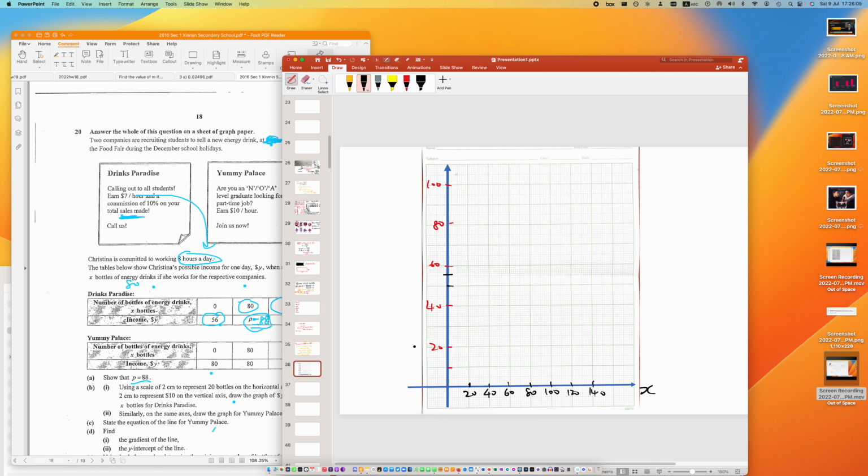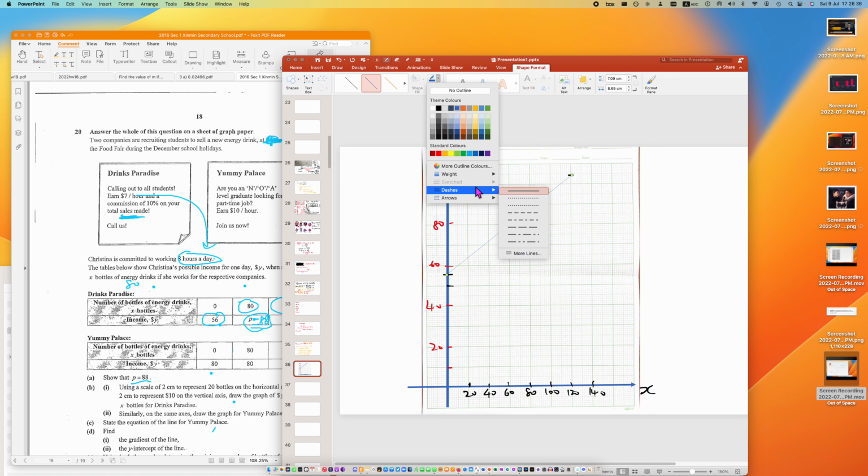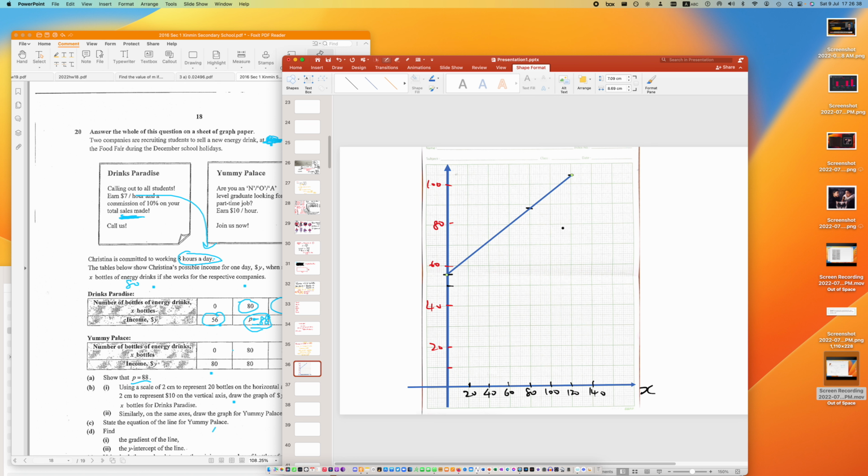And 80 bottles is 88, so 88 is here. Then 120 bottles, 100. Okay, might be a little bit off, but should be good enough. So this is your Drink Paradise.